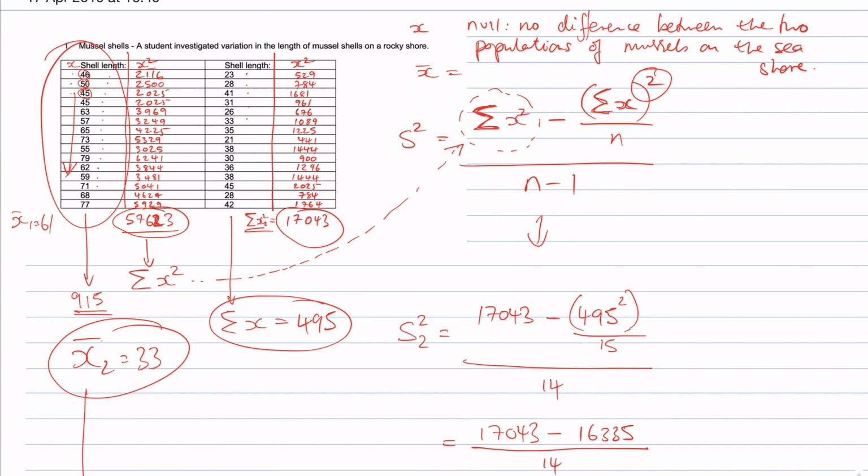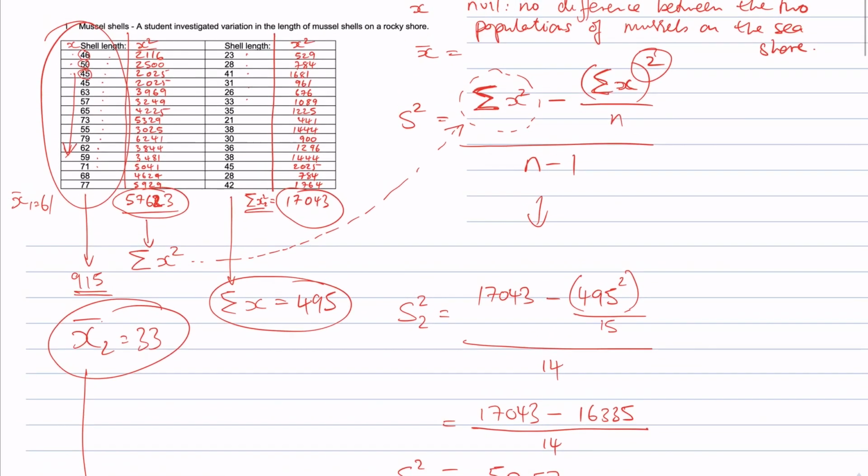So that would have been something that you would have included in your null hypothesis, that perhaps the distance from the seashore doesn't affect the shell length. Okay, so that would have been the null hypothesis. So we've got our null hypothesis, so that was stage 1.